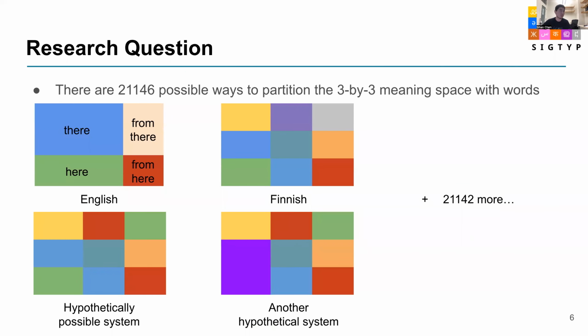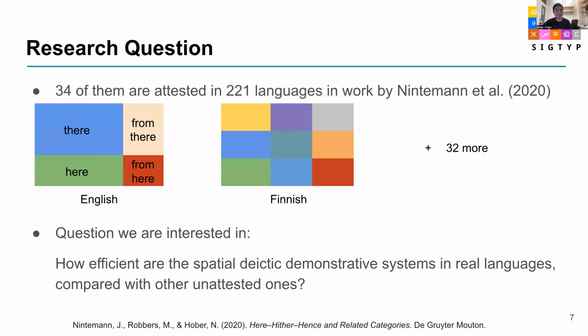There are a total of 21,146 theoretically possible ways to partition the 3x3 meaning space with words. Two of them are the ways adopted by English and Finnish, as we've seen before. There are also these theoretically possible but not attested systems shown in the bottom row. Out of these theoretically possible ways, only 34 of them are attested in 221 languages in a work compiled by Julia Nintemann and colleagues. Their work is really what makes our analysis possible.